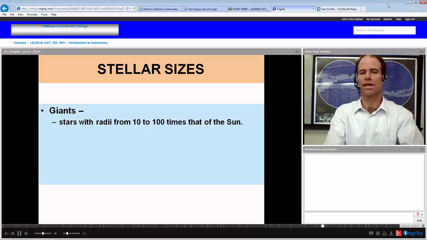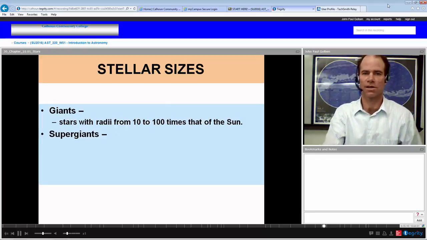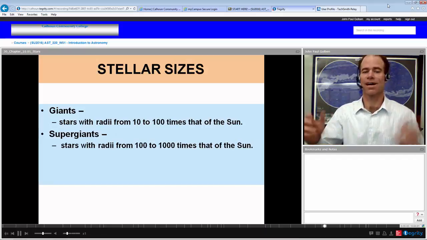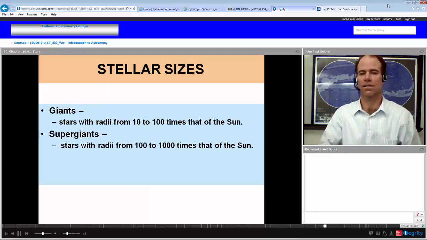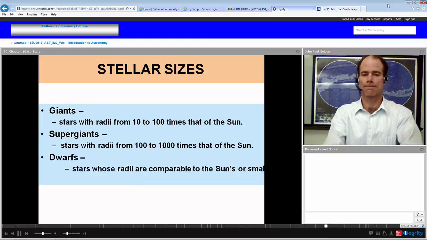We have giants. Giants are stars with radii between 10 to 100 times that of our sun. So Betelgeuse would be a giant star. We have supergiants, which would exceed 100 times the radius of our sun, and maybe up to 1,000 times that of our sun. That would be a supergiant star. Dwarfs will be stars whose radii are comparable to our sun or smaller.